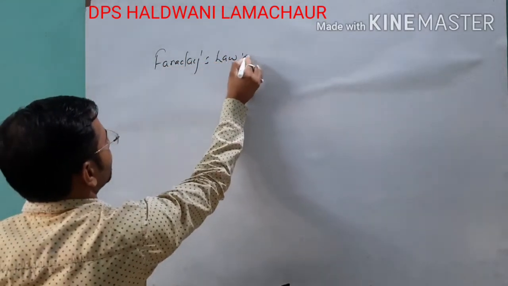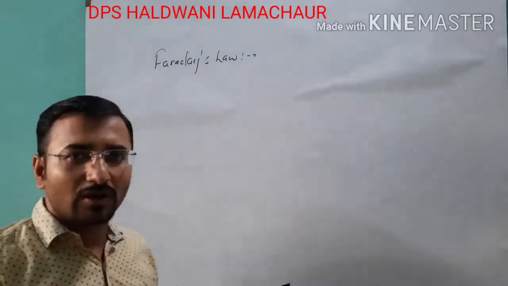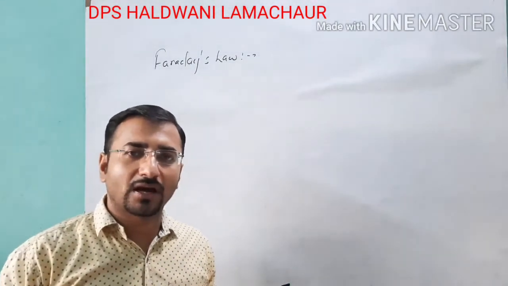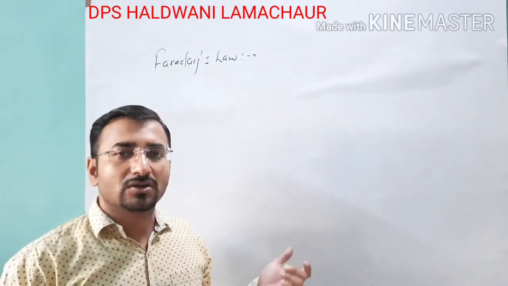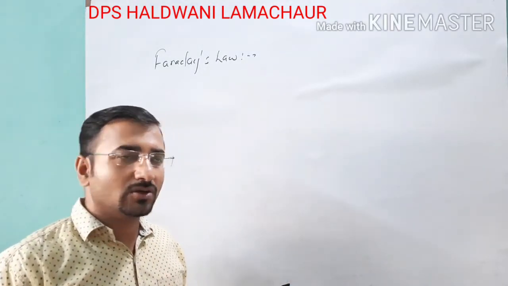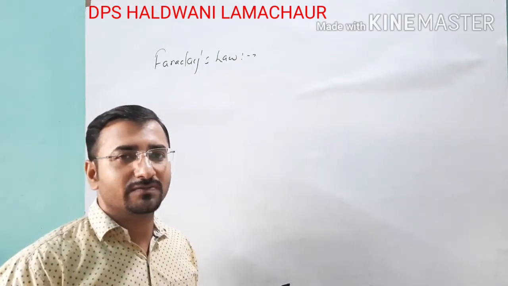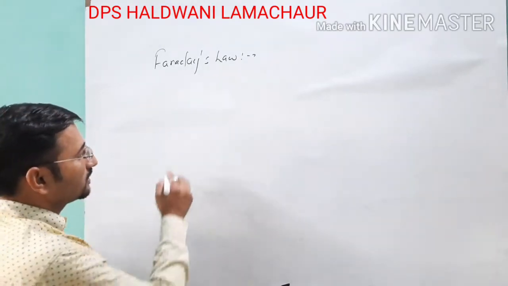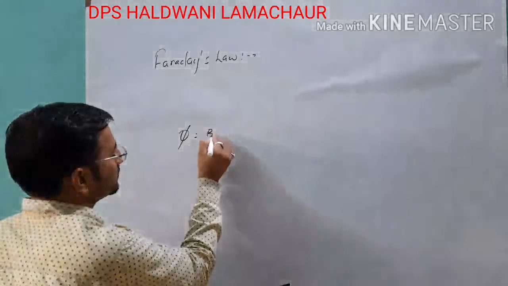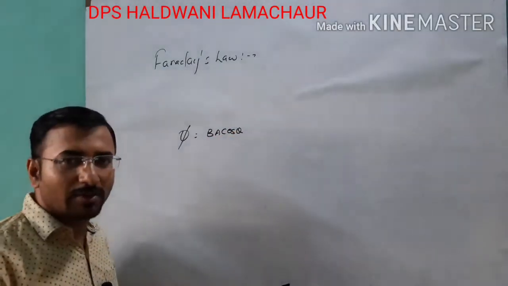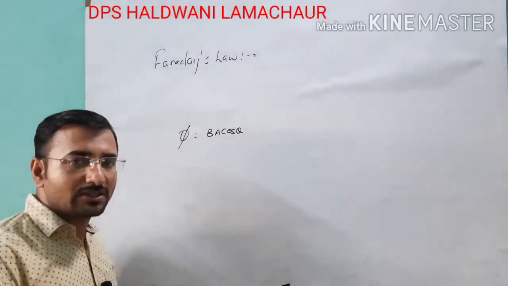In my previous video I explained electromagnetic induction, how it is produced, and what the cause of electromagnetic induction is. The last topic in that video was magnetic flux, which is denoted by phi equals BA cos theta.